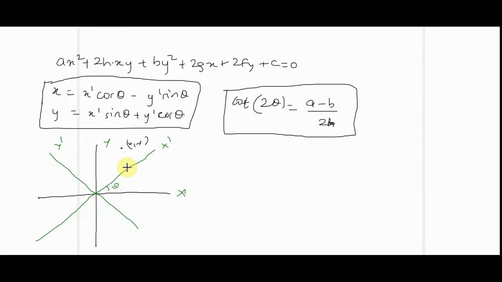Okay, so our new coordinates will be this and this with our new axis, with our rotated axis. So this will be x prime, this will be y prime. So that's the whole idea behind this. I'll show you how to derive this now. It's pretty simple, just 2-3 steps.